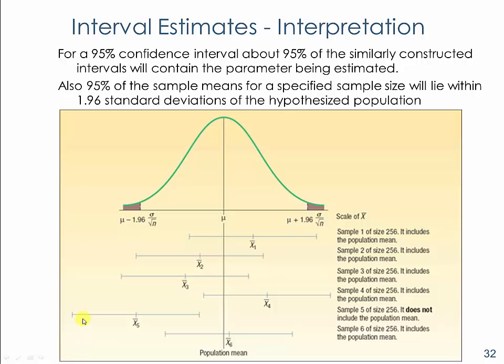We said it was between here, we believe that it's between here, and in this case it's here, so we're wrong. But again, that's if we calculated a confidence interval for every possible sample of sample size x. And the way it's worded up here, for a 95% confidence interval, about 95% of the similarly constructed intervals will contain the parameter being estimated. Also, 95% of the sample means for a specified sample size will lie within 1.96 standard deviations of the hypothesized population mean. So assume that we don't know the population mean.